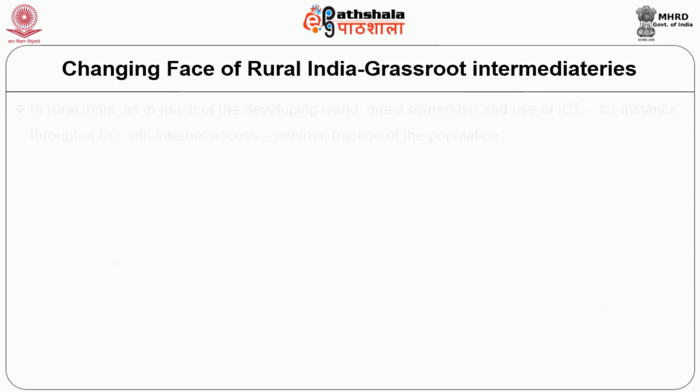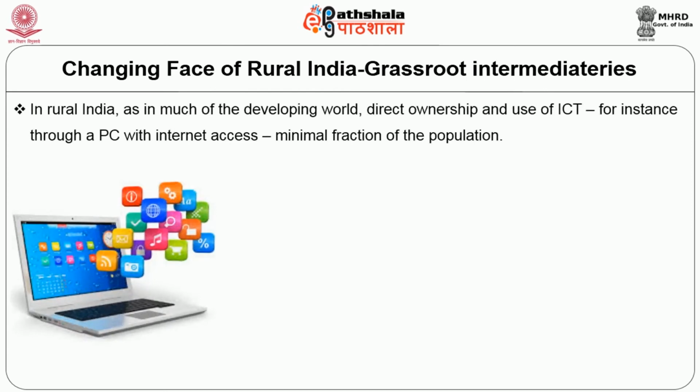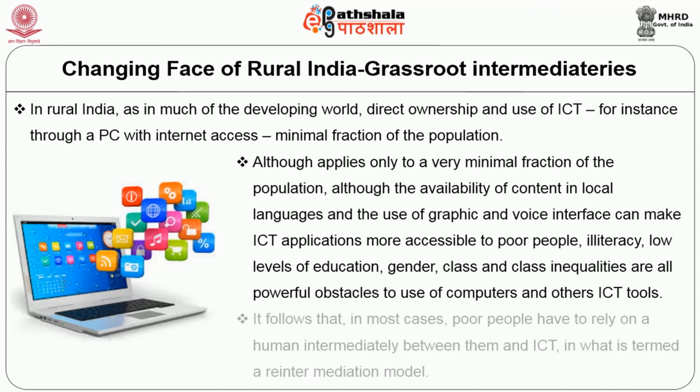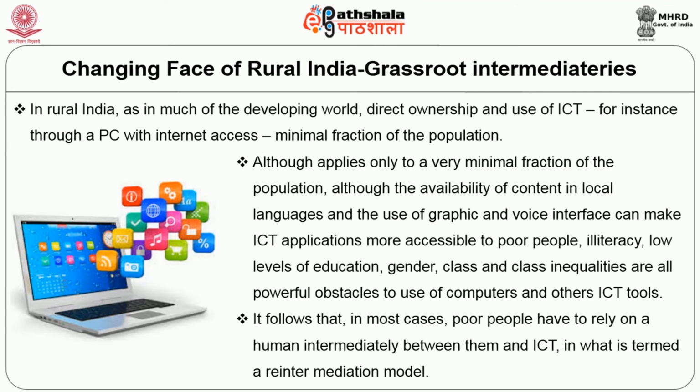Grassroots intermediaries. In rural areas in much of the developing world, direct ownership and use of ICT, for instance through a personal computer with internet access, is limited to a minimal fraction of the population. Still, availability of content in local language and use of graphic and voice interfaces can make ICT applications more accessible to poor people. Illiteracy, low levels of education, gender and class inequalities and also power are obstacles to use of computers and other ICT tools. It follows that in most cases, poor people have to rely on a human intermediary between them and the ICT, in what is termed the intermediation model.